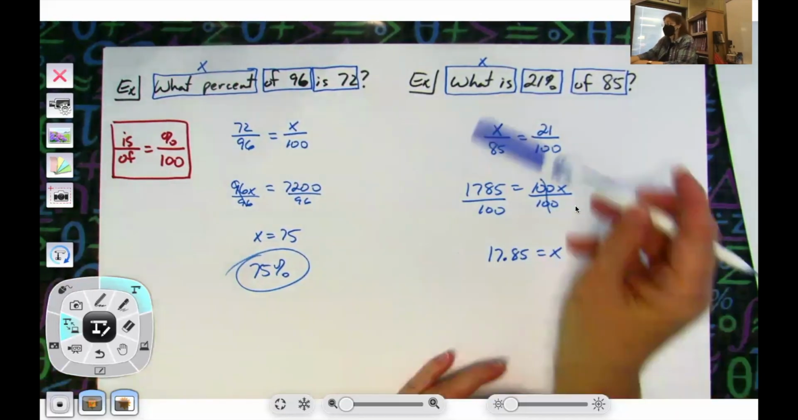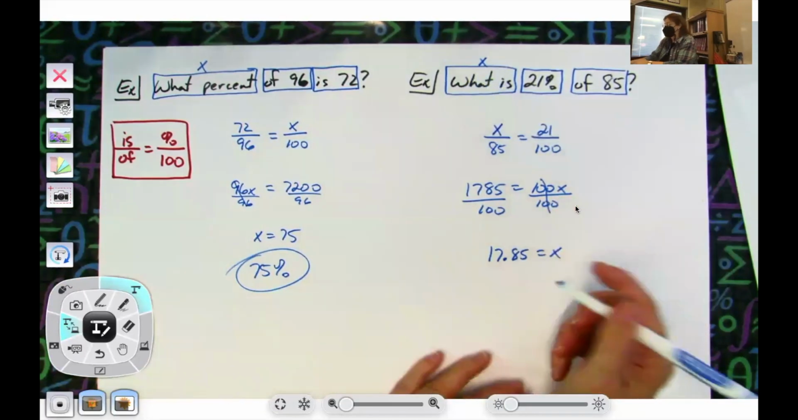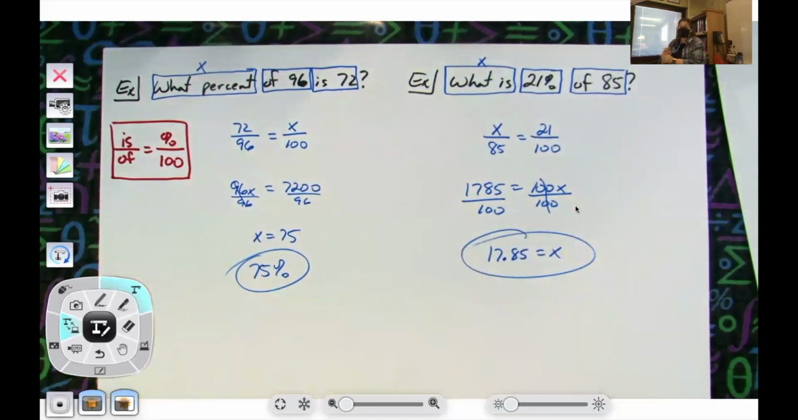Now, do I add a percent to this answer? No, because it didn't ask for a percent, it just wants a number. So I don't have to add a percent sign to that one. So if no one's ever showed you that way, that works. It's really nice, kind of convenient.